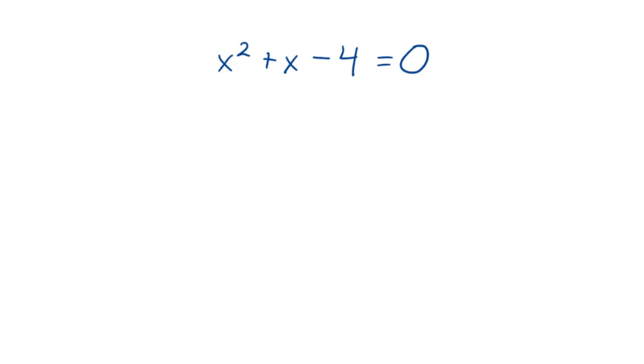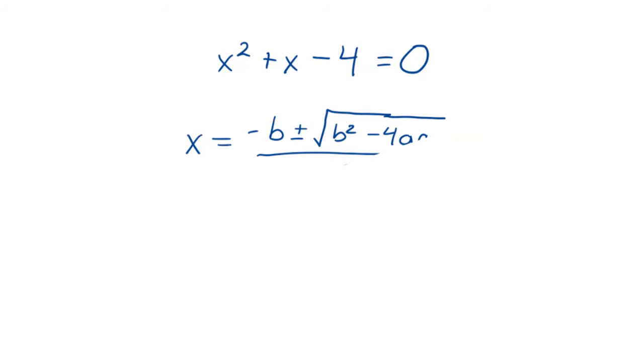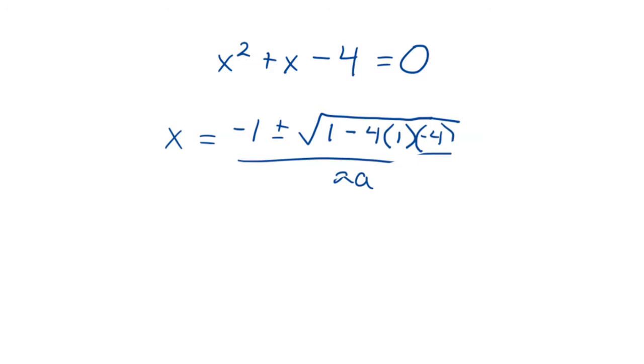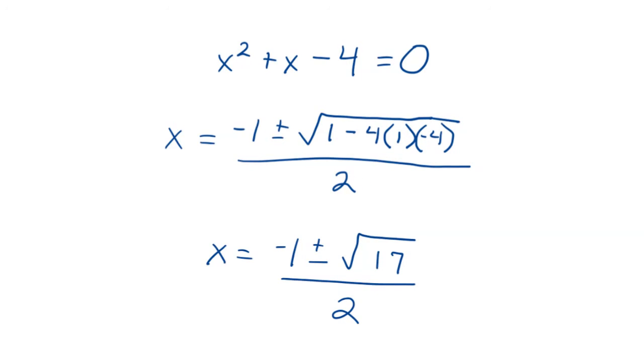Now that we have it in descending order of the variable, we can identify our a, b, and c terms and sub them into the quadratic formula. And that allows us to solve for x as -1 plus or minus the square root of 17 over 2.